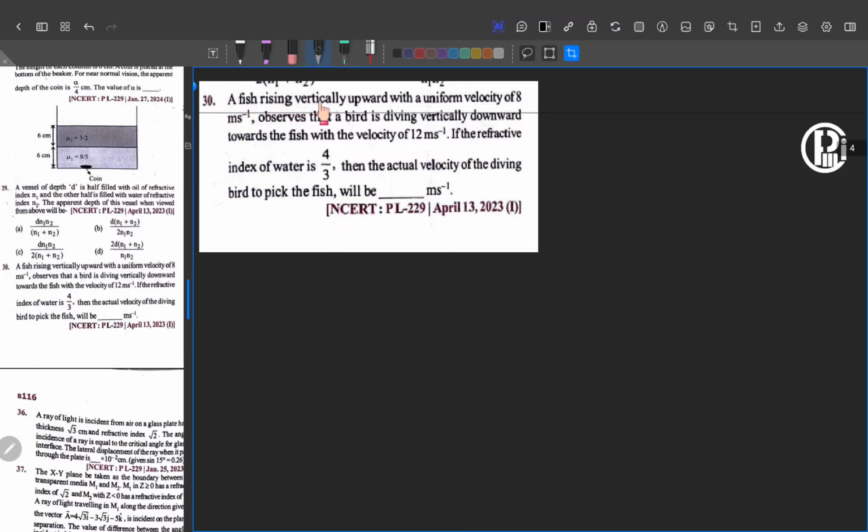So the question is that a fish is rising vertically upward with a uniform velocity of 8 meter per second, and it observes that a bird is diving vertically downward towards the fish with a velocity of 12 meter per second. If the refractive index of water is 4 by 3, then the actual velocity of the diving bird to pick the fish will be. So the main logic here is who is seeing whom.